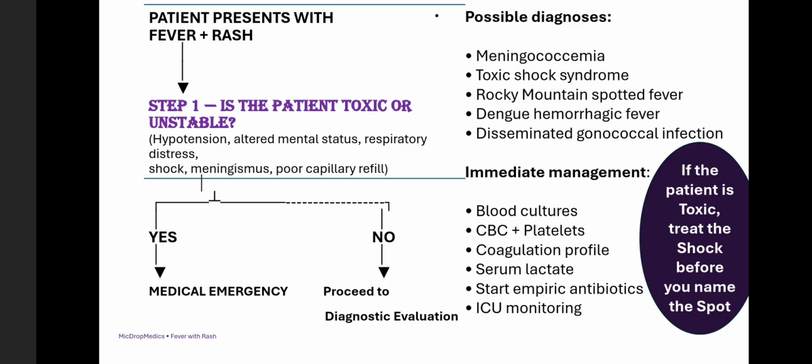Think meningococcemia, toxic shock syndrome, Rocky Mountain spotted fever, or dengue hemorrhagic fever. You need to pull blood cultures, but don't wait for the labs to come back. Start empirical antibiotics and prep the ICU. If the patient is stable, great. Now you have the luxury of time and can proceed with your diagnostic evaluation. So the rule is, if the patient is toxic, treat the shock before you start naming the spot.